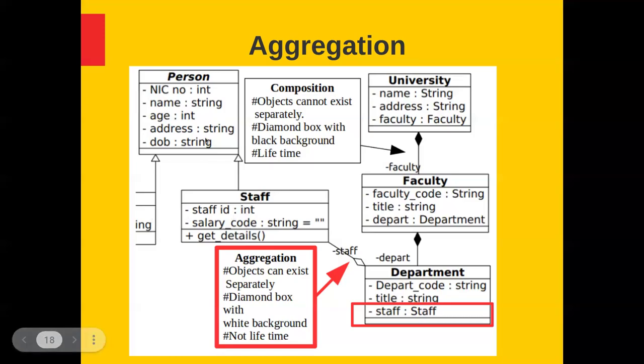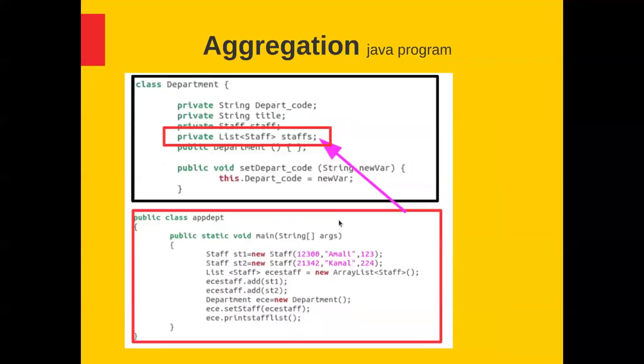Now all are connected to staff. This relationship is has-a. Also, a faculty has departments. A university has faculties, but a staff is a person. A student is also a person. So those are the two different relationships. This is aggregation.